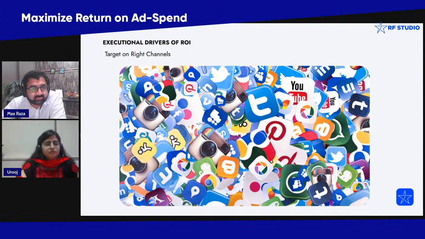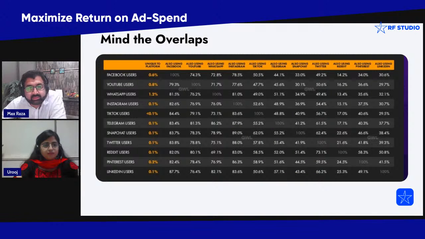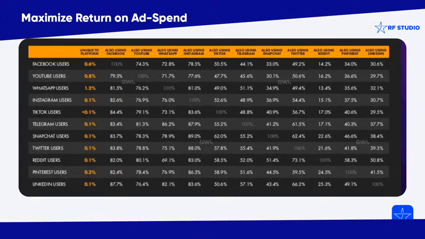There are many factors which we can continue monitoring, which will give us signals about which channels are the best ones for us to engage in. We should be minding the overlaps. Let me maximize this slide.